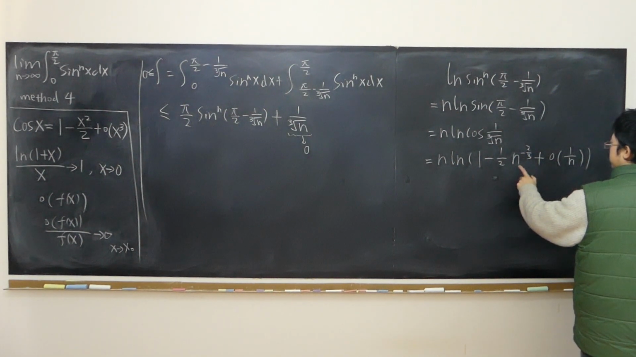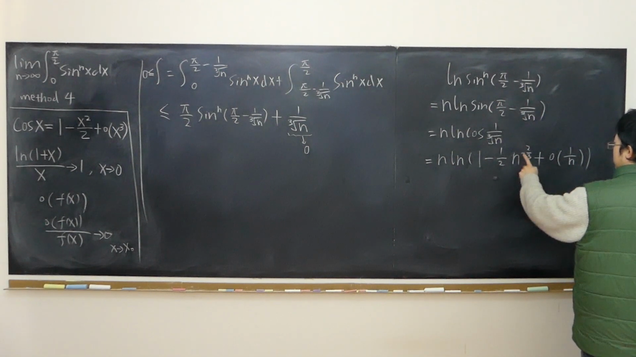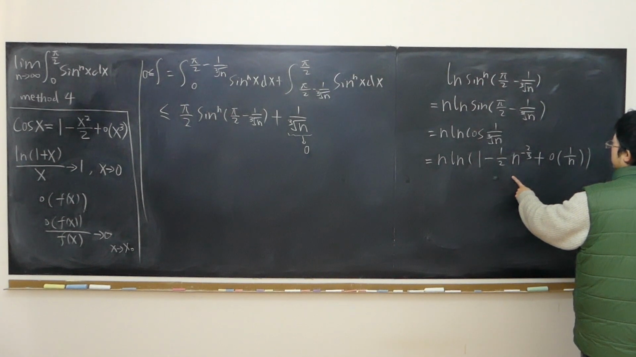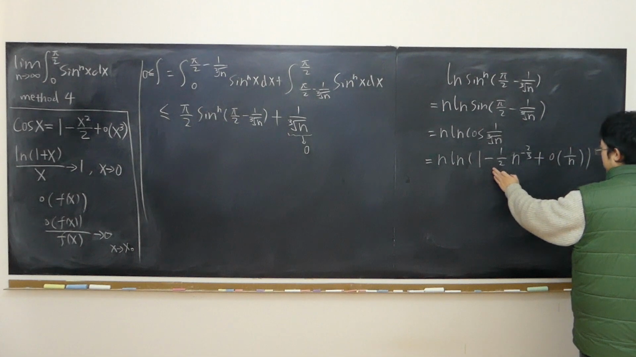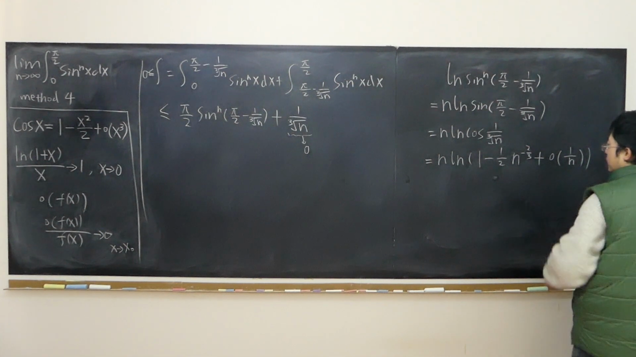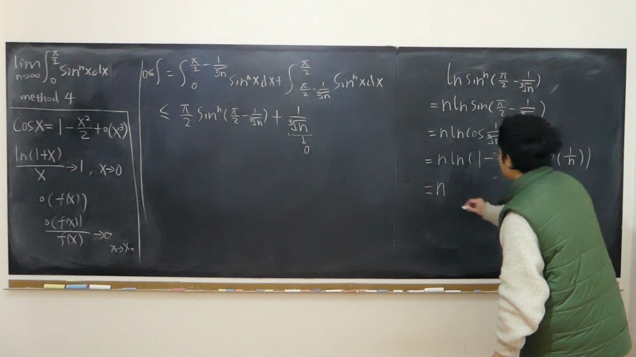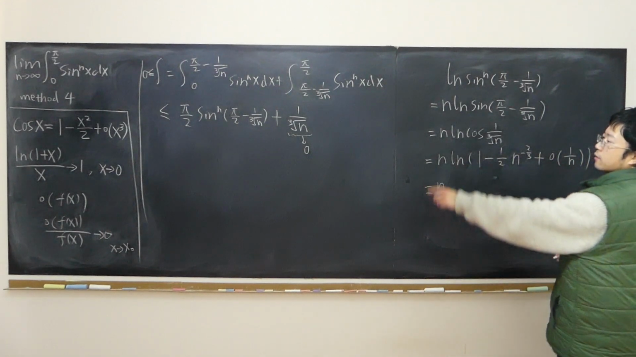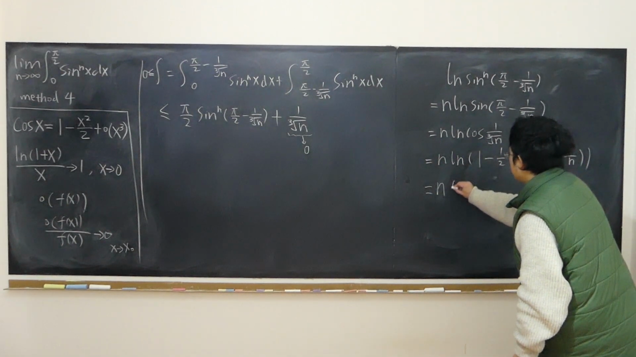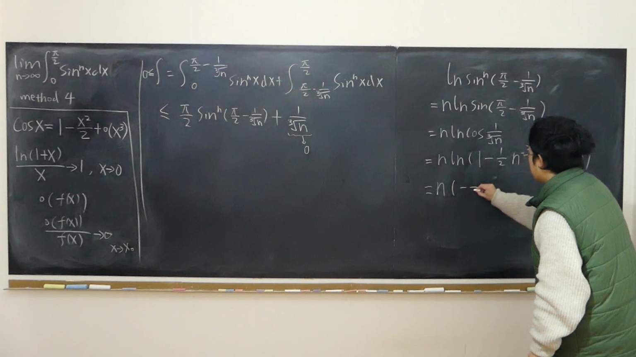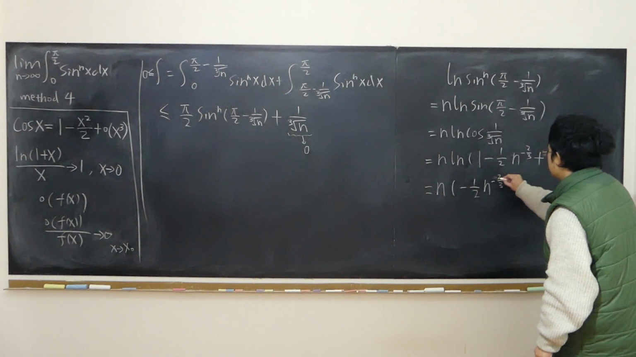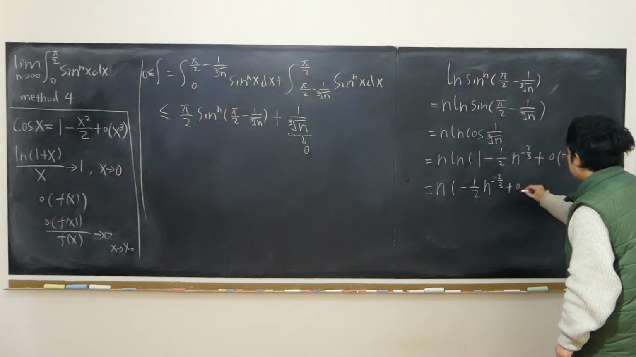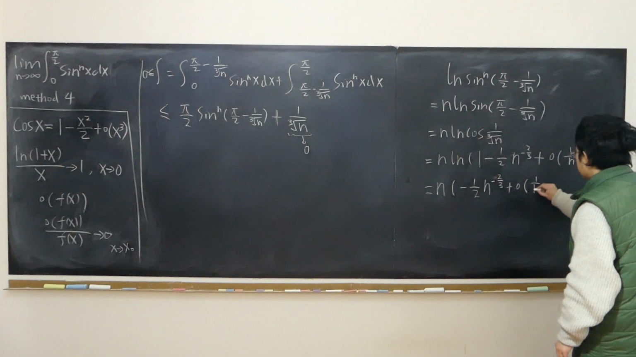So this one is n to the power negative 2/3. So it's 1 over n to the power of 2/3. So this quantity obviously also approaches 0. So that is simply equal to n times, replacing with x, n times bracket minus half times n to the power of minus 2/3 plus little o of 1 over n.